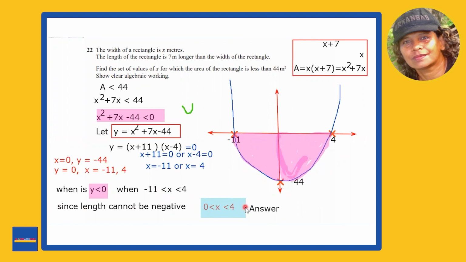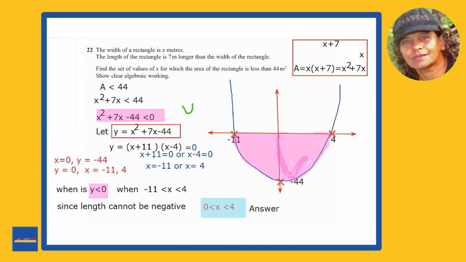So for this question, you should have a thorough understanding of firstly how to set up a rectangle and find its area, how to write the inequality, how to sketch the inequality, and once you sketch the inequality and get the set of values, how to actually answer the question, because we can't blindly say that x is between minus 11 and 4 since x cannot be negative. So all those factors have to be thought out carefully.